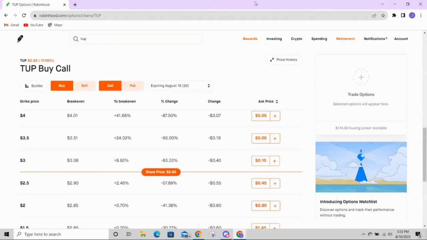So to get to this screen, you're going to go to Trade and then Trade Options. If you don't see Trade Options, it's because you don't have options trading approved on your account yet.